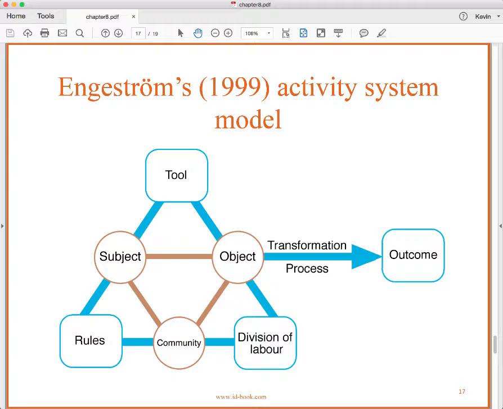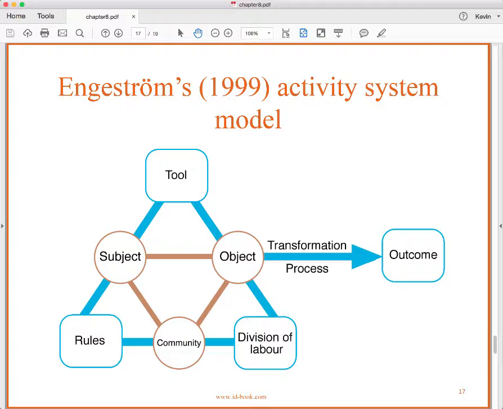And here in the Engstrom version, we have a tool, we have rules, we have division of labor. Those are all somewhat environmental. We have the subject, we have the object, we have a community, and we have a transformation process, and then we get some kind of outcome.